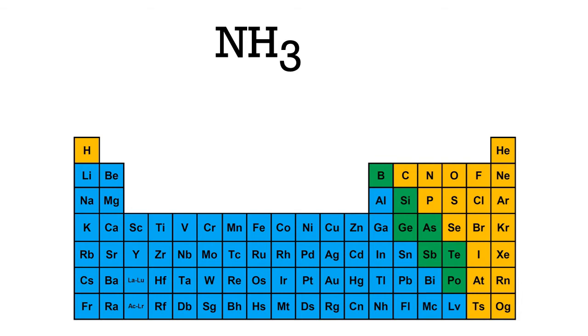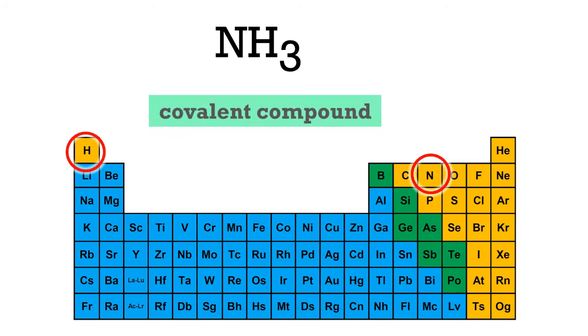NH3, or ammonia. We have two elements here: one is nitrogen, the other one is hydrogen. Nitrogen is located to the right side of the metalloids, so it's a nonmetal. Hydrogen is also a nonmetal. Both elements in NH3 are nonmetals, therefore it is a covalent compound.